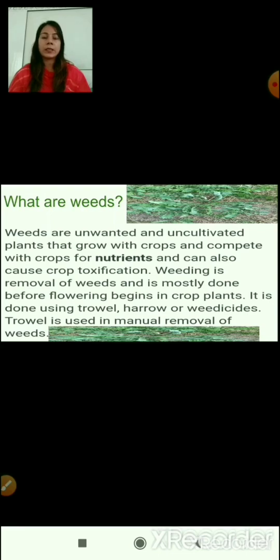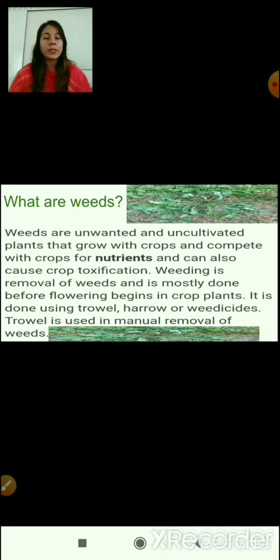Before starting it, it is very necessary to understand weeds. What are these weeds? Weeds are unwanted and uncultivated plants that grow with the crop plant and compete with crops for nutrients and can also cause crop toxification.